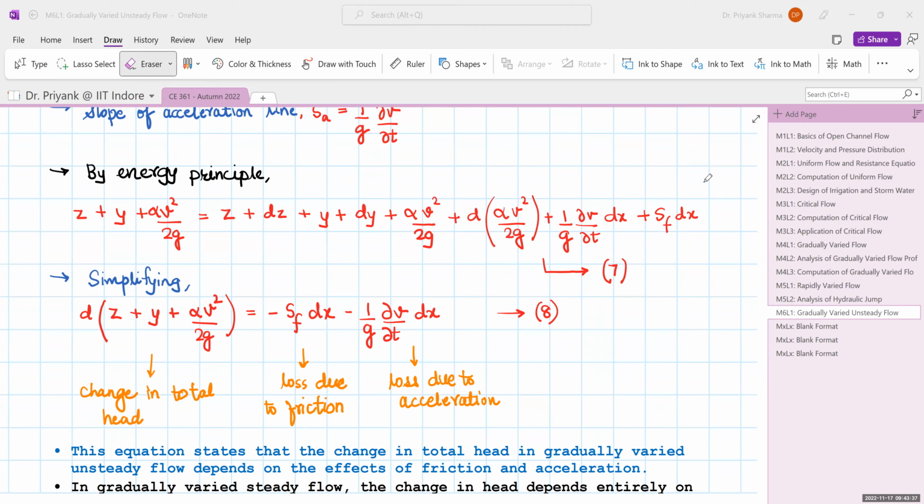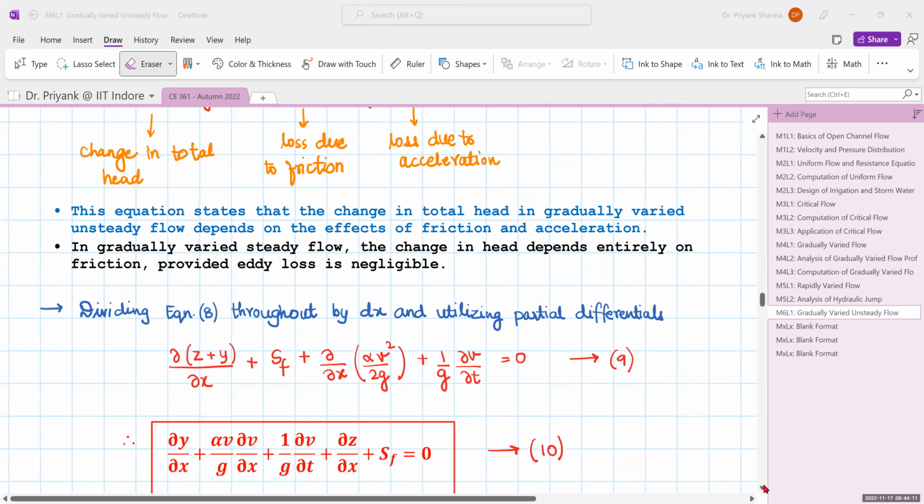So on simplifying, these get cancelled, and whatever you are left with goes on the left hand side, so that is d of z plus y plus alpha v square by 2g, that is equal to minus Sf dx minus 1 by g del v by del t into dx. The change in total head is due to friction and due to acceleration. So this equation clearly demonstrates that head loss comprises two components, that is friction and acceleration.